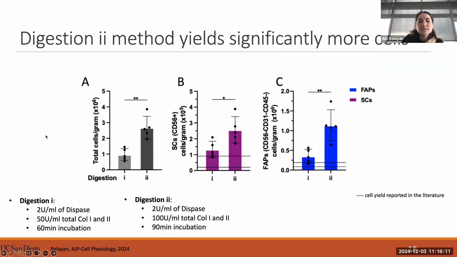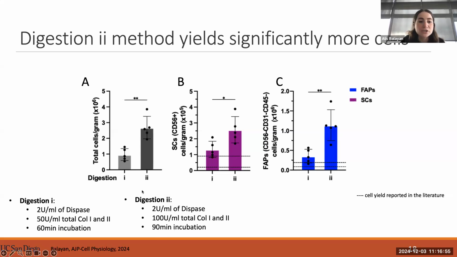When I tested the two different digestion methods, here are the units that I used. Both of the digestion methods had 2 units per ml of dispase, and a combination of collagenase 1 and 2. Digestion 1 had about 50 units per ml, which was the Worthington recommended usage. This was the minimum recommended for each enzyme per ml of digestion buffer. I used a 60-minute digestion, so digestion 1 was a very gentle digestion versus digestion 2, where I doubled the concentration of collagenase 1 and 2 and increased the time a little more.